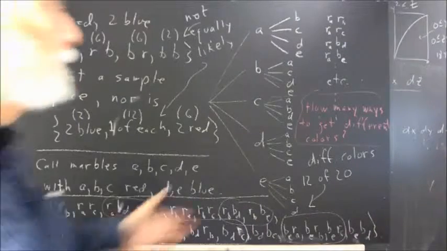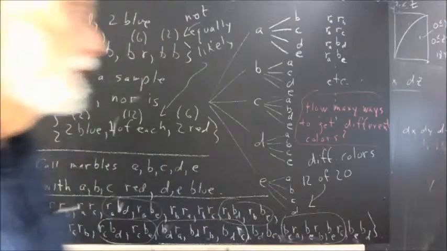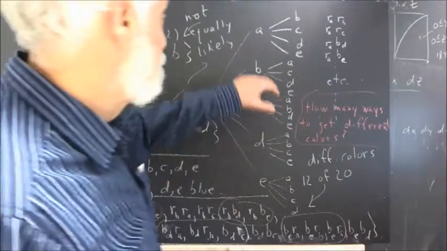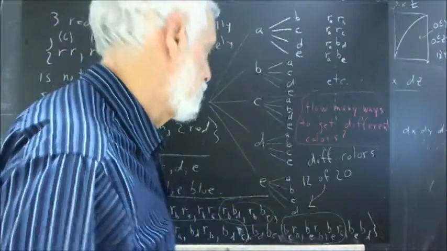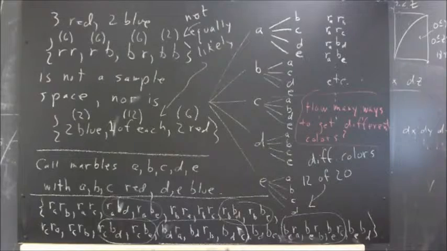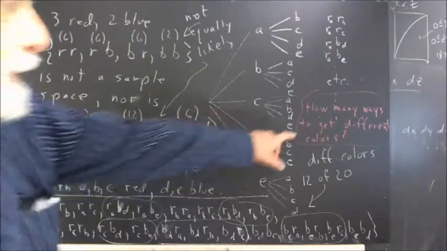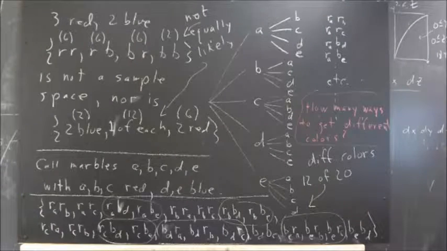Now, all these outcomes and all the outcomes listed here are in fact equally likely, because you can't distinguish one marble from another. You're as likely to get AD as you are to get EC. Every marble can be chosen with the same probability, so this is a sample space. Now, I ask, how many ways are there to get two different colors on a choice of two?